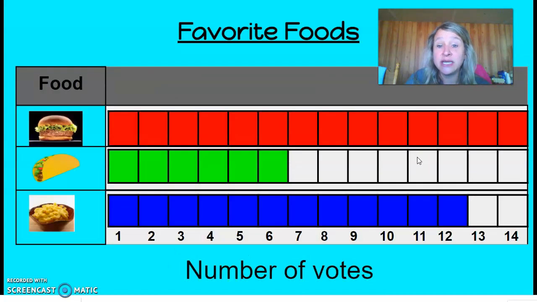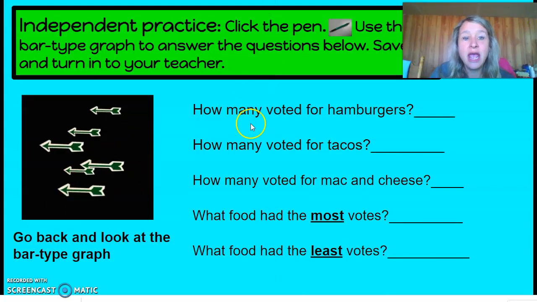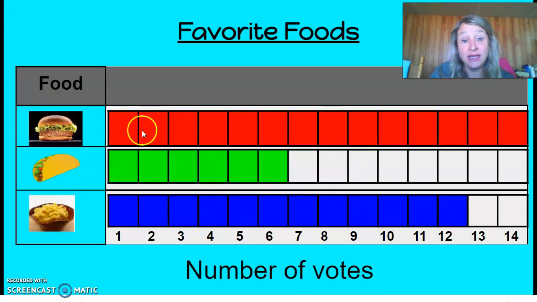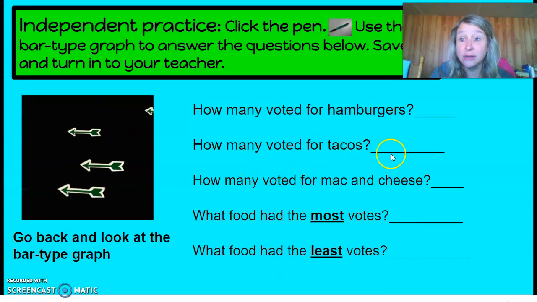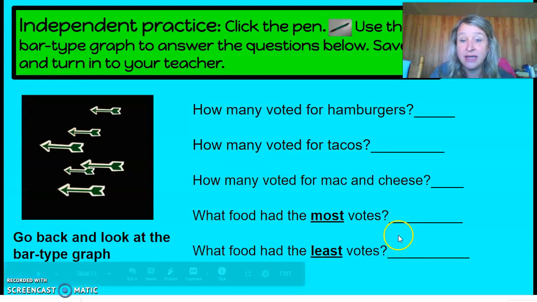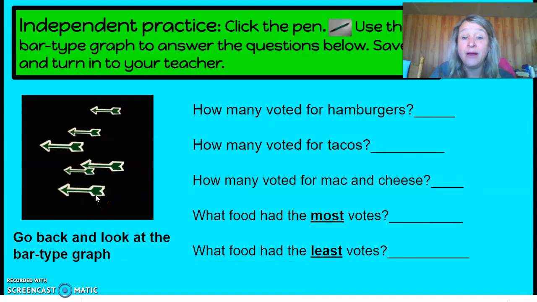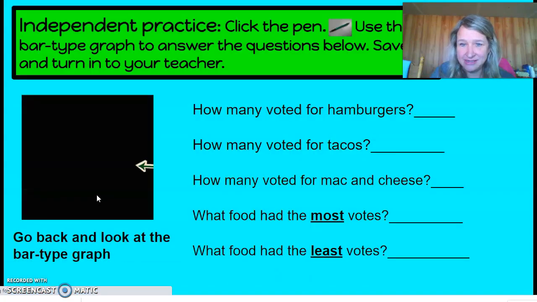So now we're going to take our bar type graph and we're going to answer some questions about our bar type graph. So here we are. How many voted for hamburgers? See the arrows? That means you need to go back to your bar graph and count the hamburgers. How many voted for tacos? See the arrows? Go back and count the tacos. How many voted for mac and cheese? What are you going to do? Go back and count the mac and cheese.